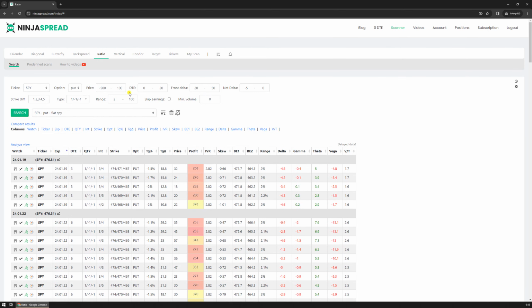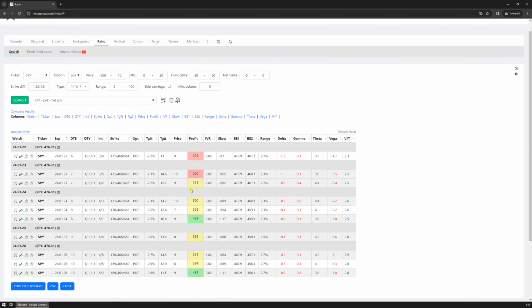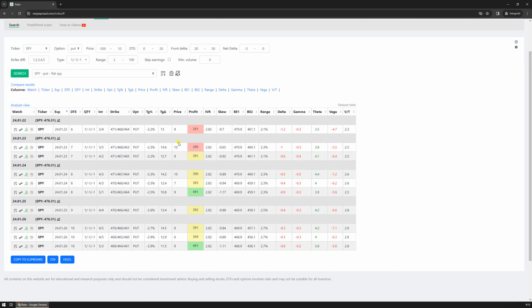Here, if you go back to 100 or lower the price, for example, to 10, you can find the ones with lower price of $10, but already negative delta, and these types of strike combinations.